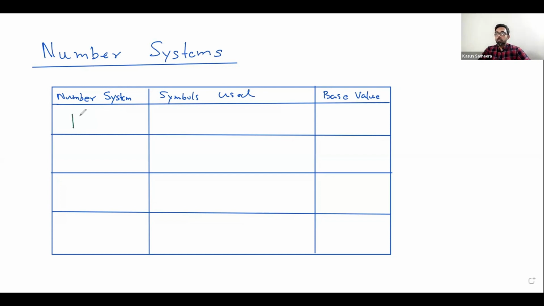We start with binary. What are the symbols we use? 0 and 1. You already know that. But what is the next number system we need to learn in this lesson? Octal. I will explain why we need to learn octal. If the computer uses only binary, why do we need to use octal?